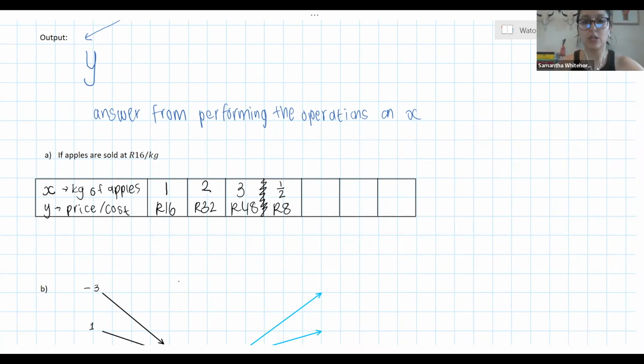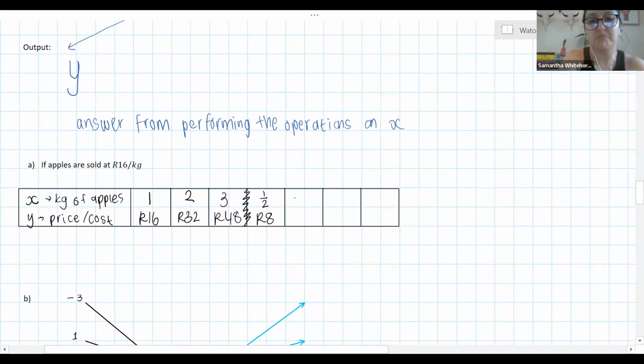So let's try quite a big number. What happens if I bought 12 kilograms of apples? How much is that going to cost me? Lolita, how much is it going to cost me to buy 12 kilograms? It would cost 192 Rand. Excellent. Cost me 192. Now, what did you do to get that answer? I multiplied 12 by 16. Excellent. Well done.